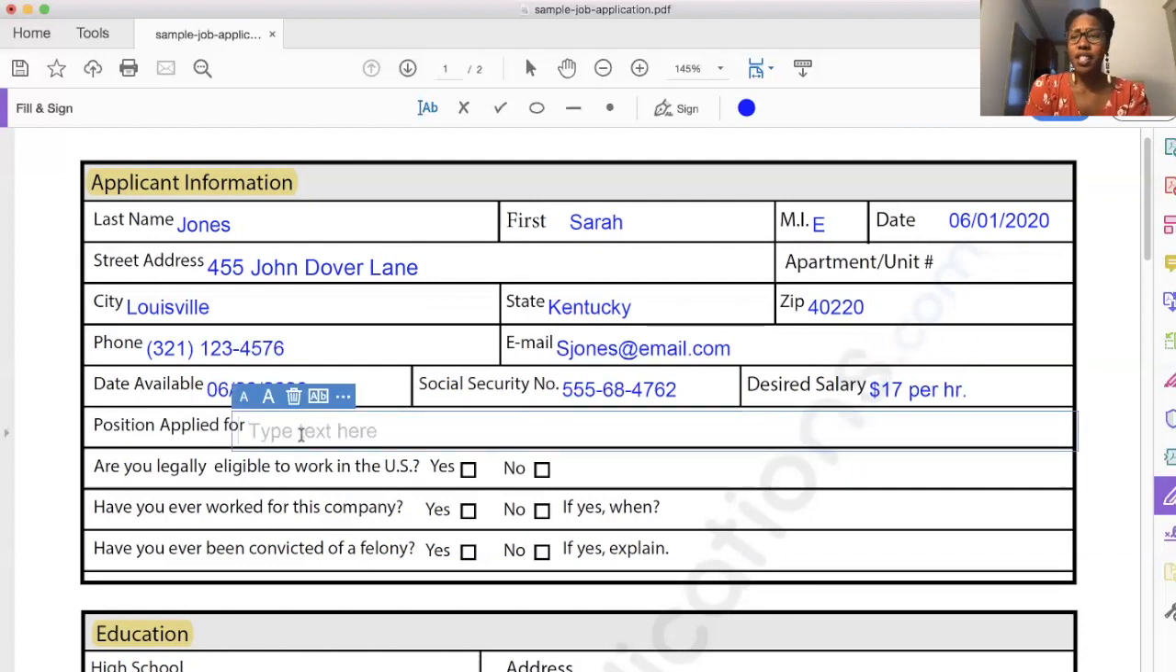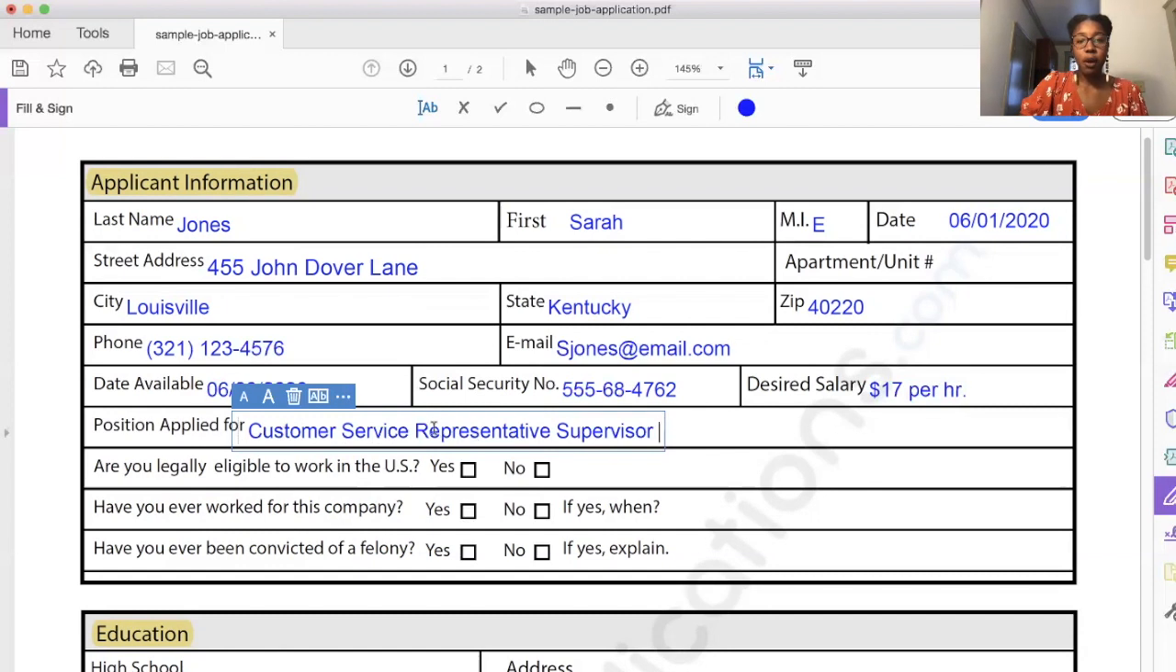Next, we have position applied for. Position means job title. What job title are you applying for? Sarah is applying for customer service representative supervisor.